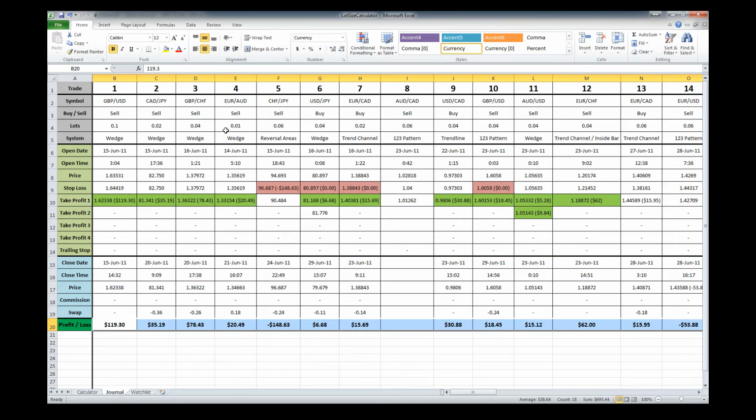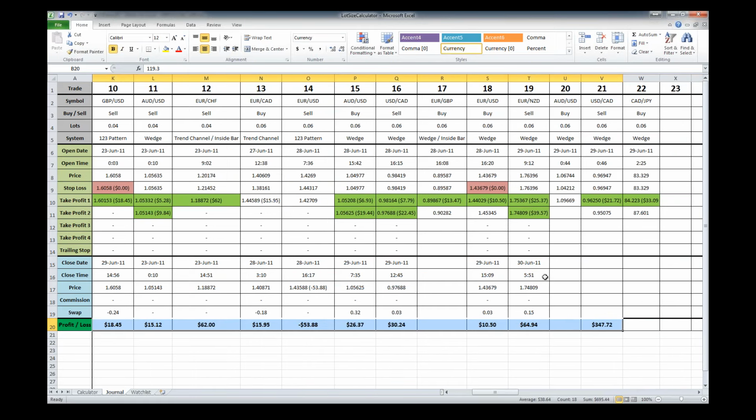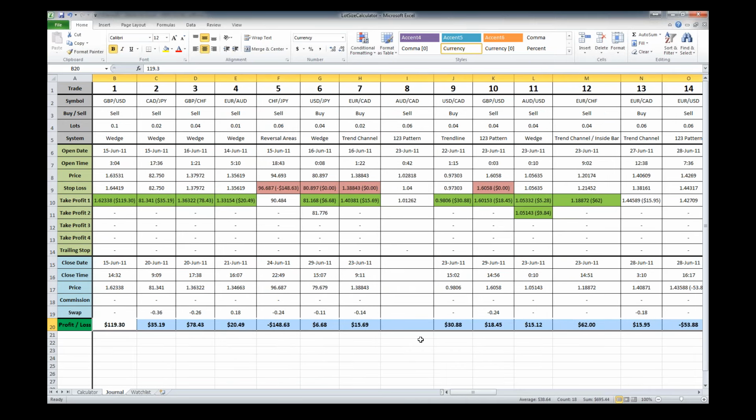Now, the other thing I want you to notice here is that this is from June 15 to June 30th, a 2-week period. So $342 trading 0.01s, 0.06s, 0.04s. Pretty good. So if you have a small account, don't think you can't make money. And I guess brokers want you to think that so they can get you to put more money in the account. But you can certainly do it.